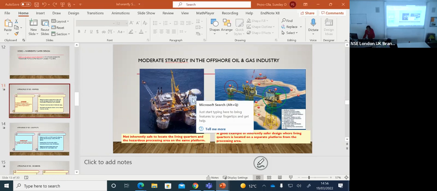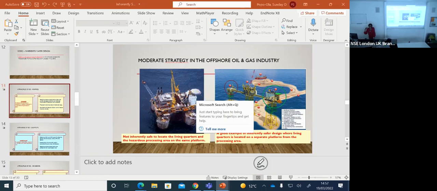So here where my mouse is, there's a white multi-story building with a helideck. And we have the accommodation area on the same platform as the processing area. Traditionally, we would say that we're still separating the accommodation area from the processing area. Because if you look at that picture where my mouse is, there's a space between the processing area here and the accommodation area here. So if there were a fire in the processing area, we would have enough time to escape, either through the helideck by helicopter or through a boat to escape.